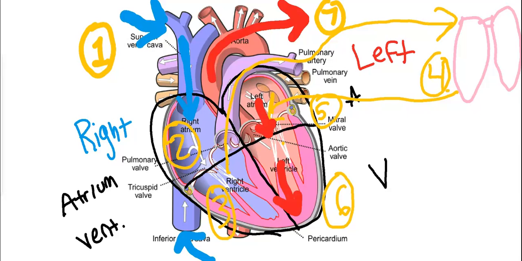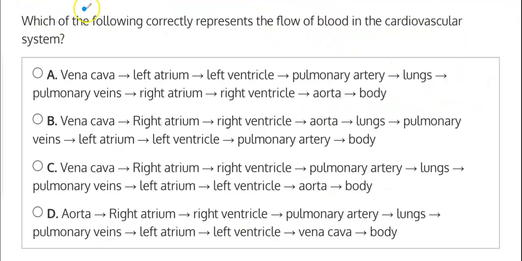So now that we understand the process and the order of blood flow through the heart, we can go back to our choices and see which one matches that. Right, so now let's take a look at the choices. Is there any that we can eliminate right away? Well, we know that it starts with the vena cava, with blood coming into the heart from the body through the vena cava. And all of them start this way except for option D, which starts with the aorta. And that's how it leaves to get to the body, not to come back. So we could eliminate option D and now figure out from options A, B, and C.